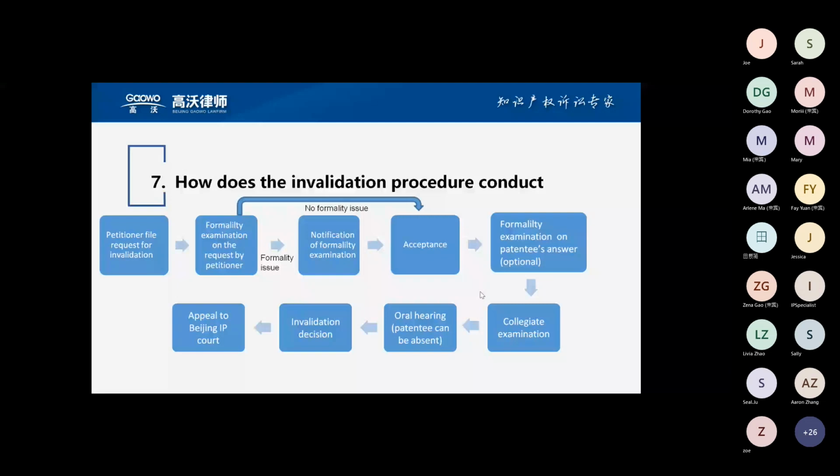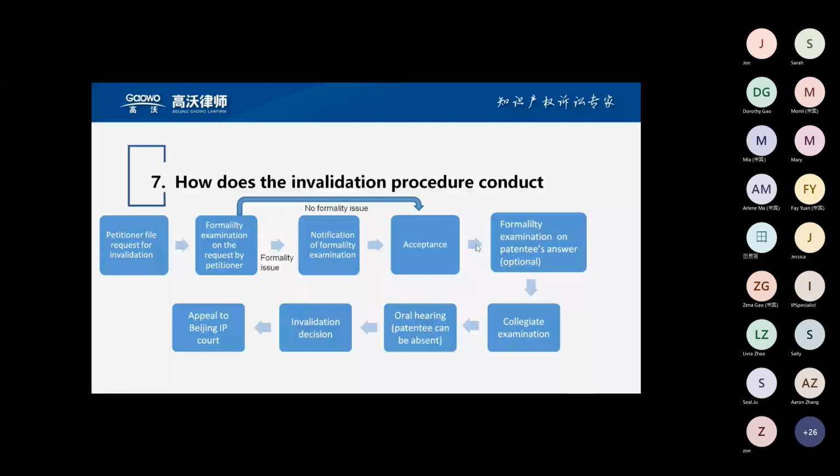As we know, the patentee can be absent from the oral hearing, but as I said, usually the patentee should be present at the oral hearing. If the patentee doesn't try their best to defend the patent, the patent office will not try their best either.